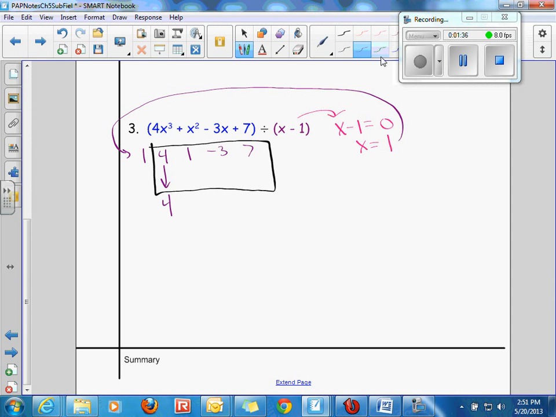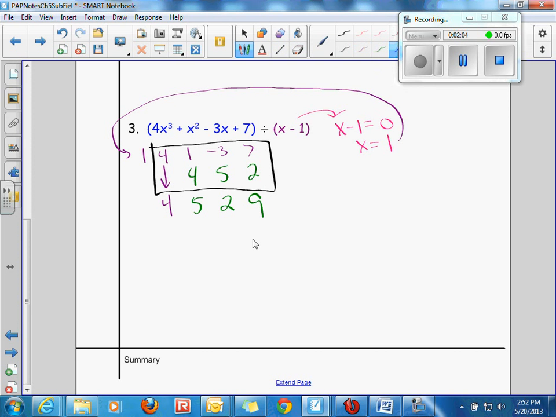All the time you're doing that same process: multiply to get in and add to get out. So 4 times 1 is 4, add 4 and 1 is 5. 5 times 1 is 5, -3 and 5 added together is 2. 2 times 1 is 2, 7 plus 2 is 9. So you're done with the process, and if it was substitution, 9 would be the answer, but since we want division here, we want an equation for an answer.